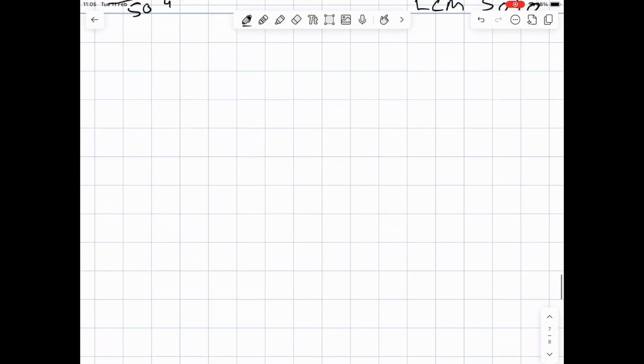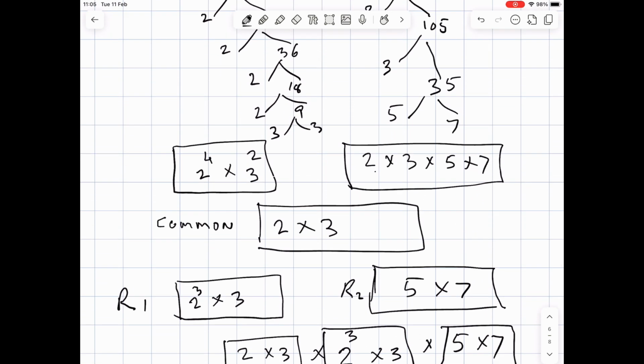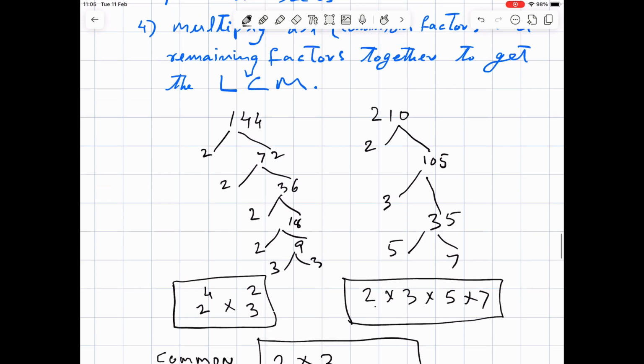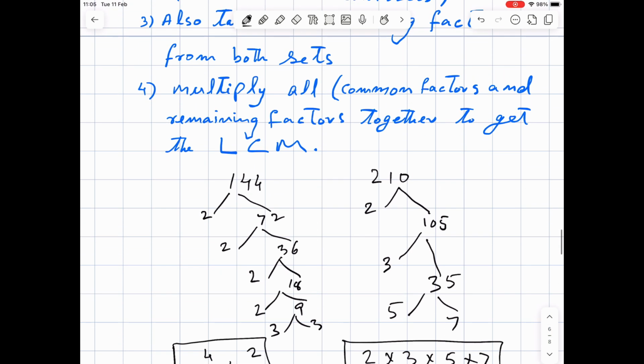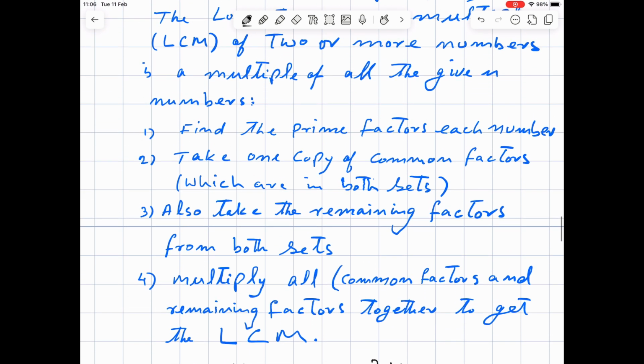And that's the end of it. I hope you learned all about prime numbers, prime factors, highest common factor, and lowest common multiple.